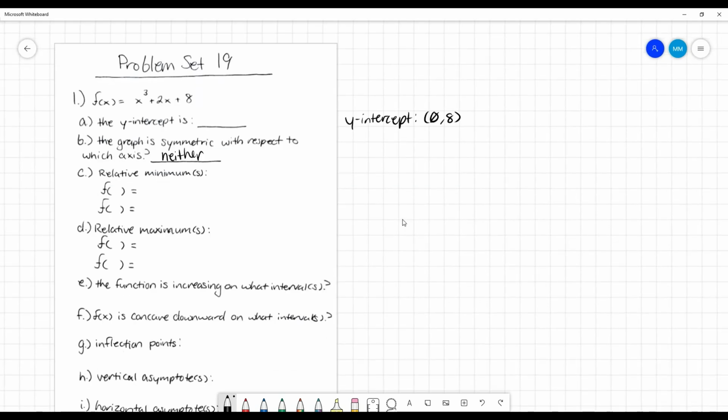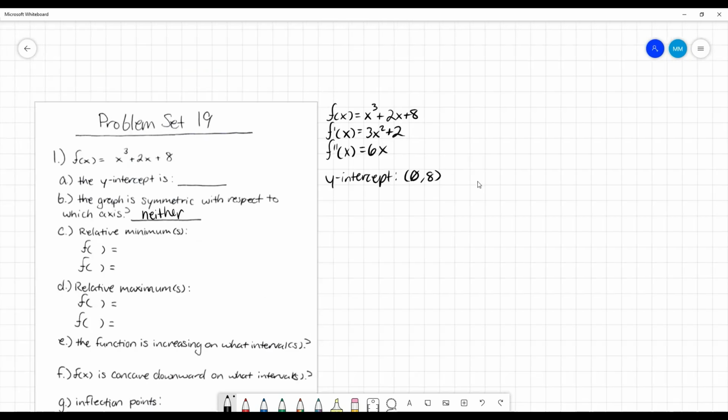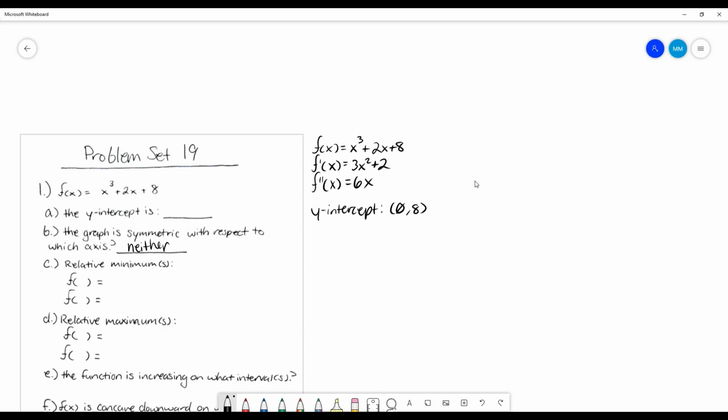Next, we want to find our relative minimums and maximums. So we want to take the derivative, of course. We've got f of x equals x cubed plus 2x plus 8. Our derivative, nice and simple, is just going to be like so. And then our second derivative is that. Okay, and I see that my first derivative is going to equal 0 whenever 3x squared plus 2 equals 0. So it's going to be 3x squared equals negative 2, if I subtract this 2 off from both sides. x squared equals negative 2/3.